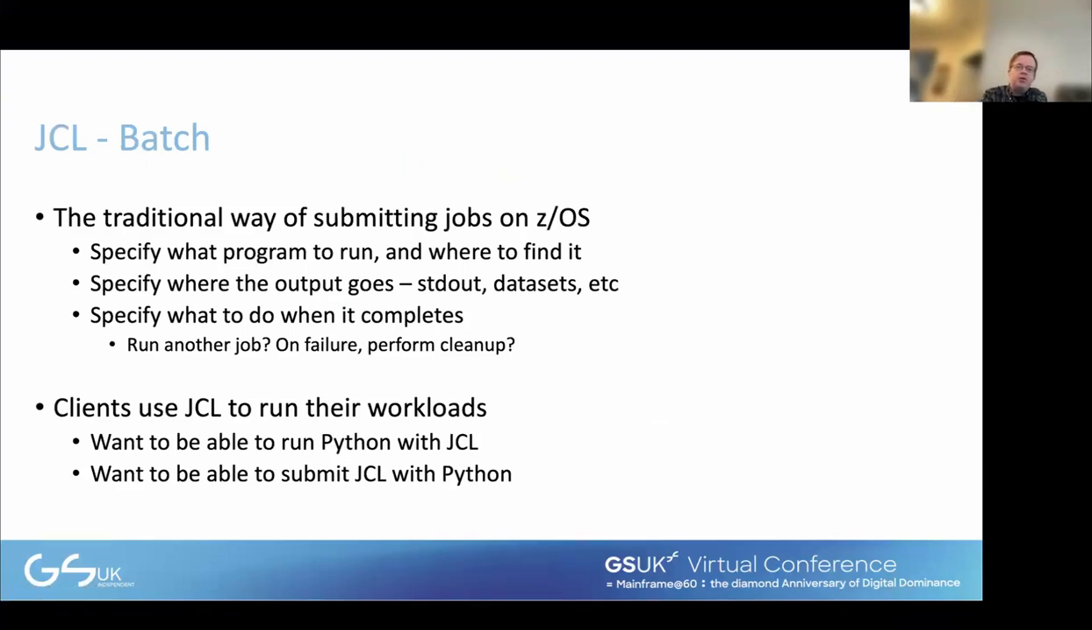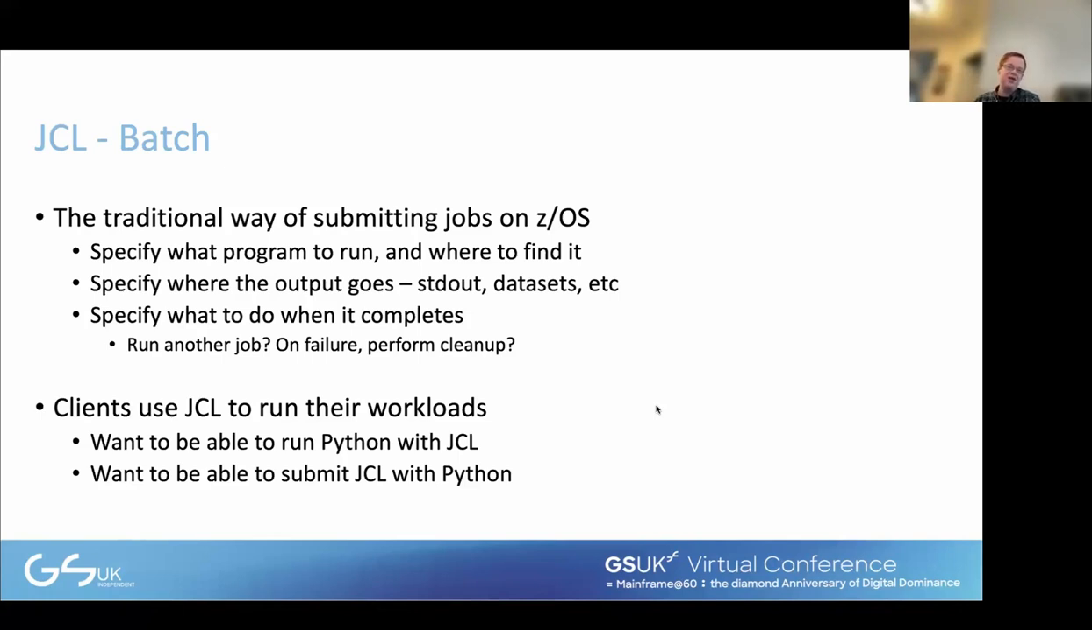All right. So batch is the traditional way of running your workloads on zOS. It's an asynchronous job, and you just specify what programs you want to run. You specify any of the inputs, you specify any of the outputs, and you also specify what to do when the job is complete. So for example, if it fails, maybe you want to do some cleanup, but if it's successful, maybe you just want to run another job. JCL lets you do this. If you're familiar with Bash or shell scripting, it's basically zOS's version of this.